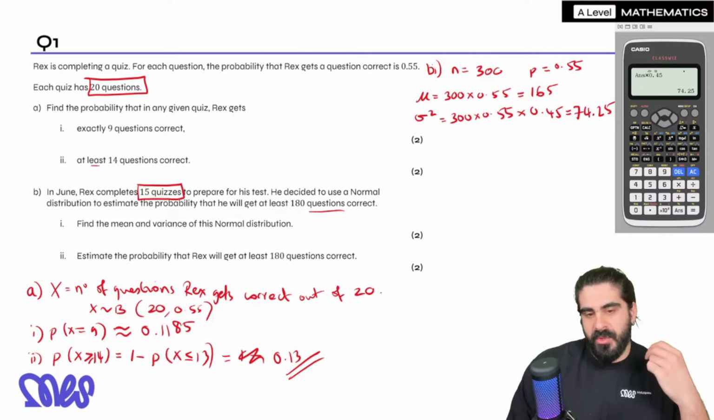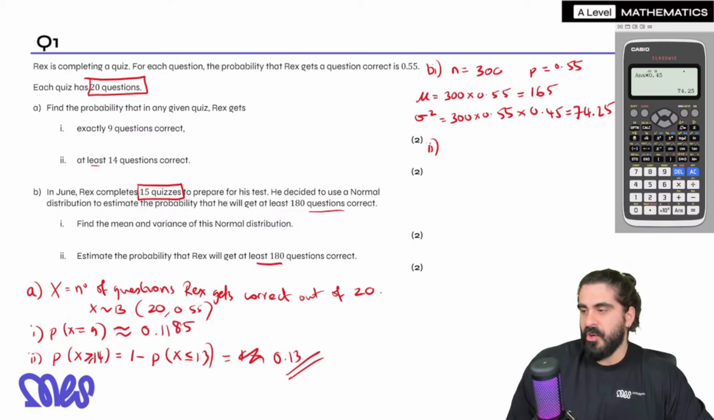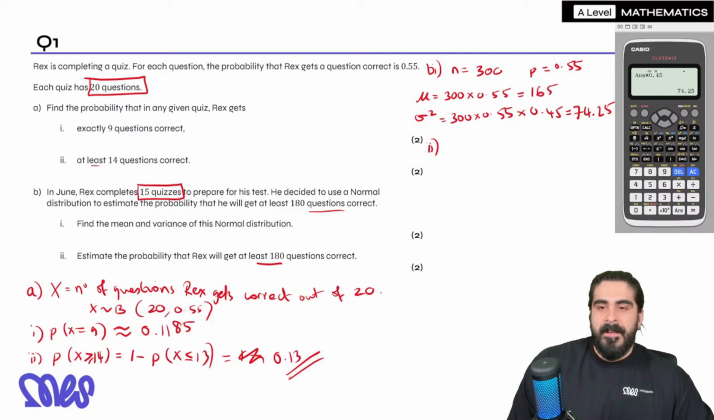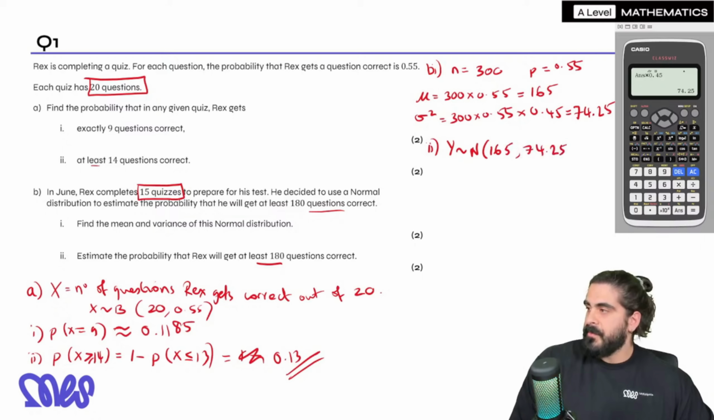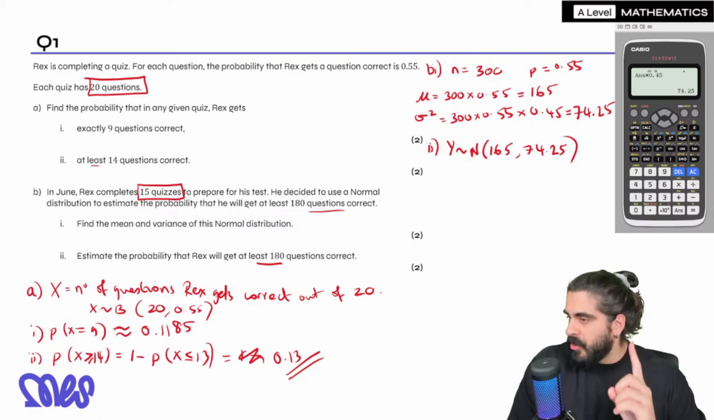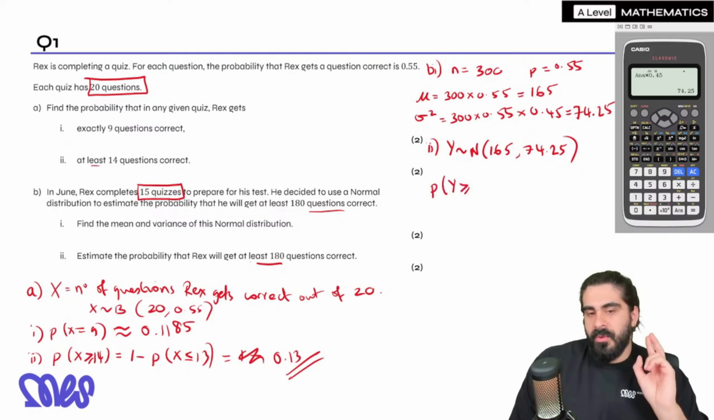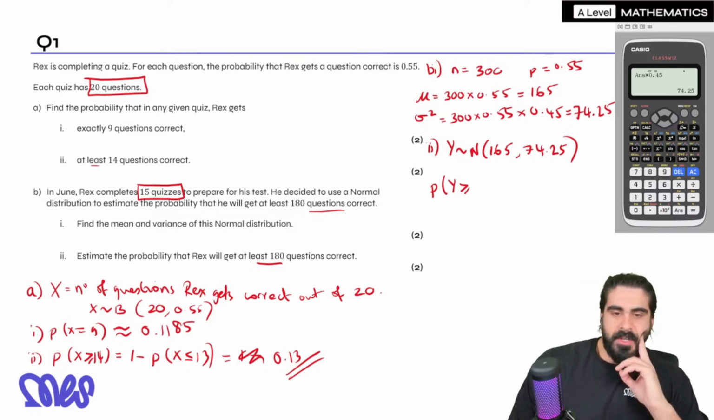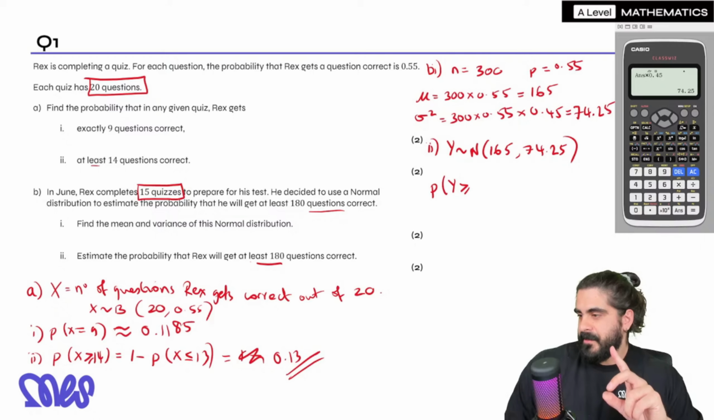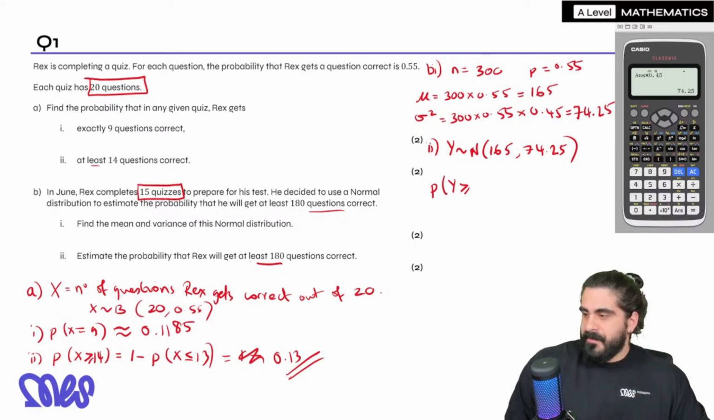Estimate the probability that Rex will get at least 180 questions correct. I mean, continuity correction. So let's let Y, so our normal distribution will be 165 and 74.25. Now, at least 180 means it can equal 180. But guys, after a continuity correction, what is it going to be greater than or equal to? Good. You subtract 0.5. Subtract 0.5. 179.5. But yes, good. Then we round that.